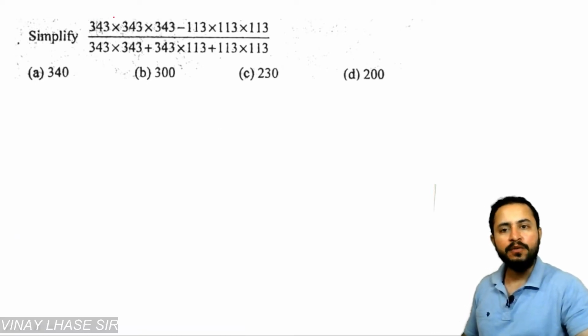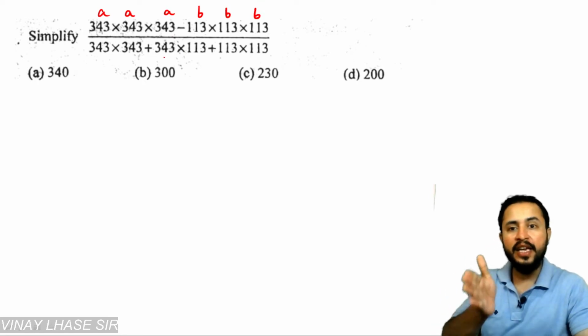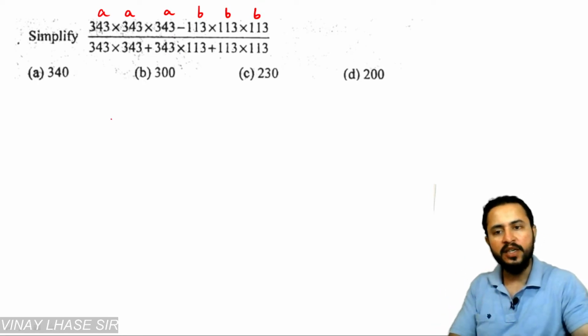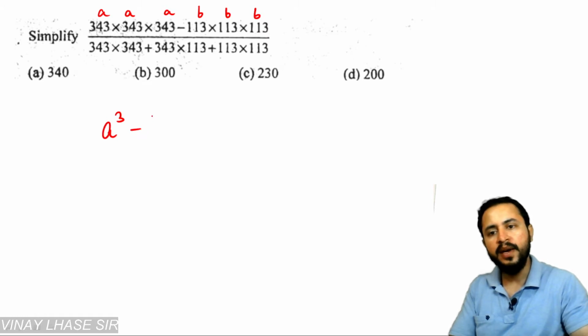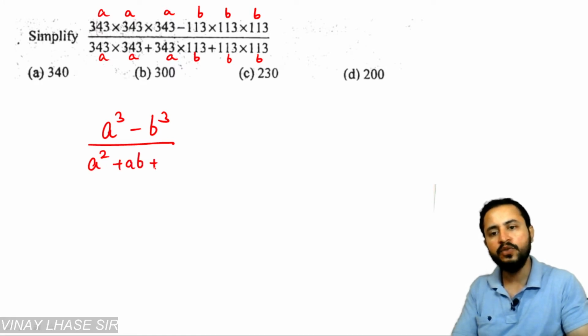So first number is 343 343 343, all are same, so I can just write it as a, and this is basically b. So basically what we are getting, a cube minus b cube at the numerator. A into a into a is a cube, b is b cube. At the denominator we have a into a, a square, and here it is ab. And then finally we have b into b, that is nothing but at the denominator we are getting a square plus ab plus b square.